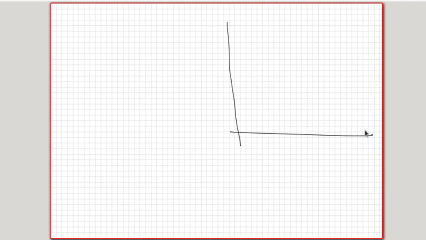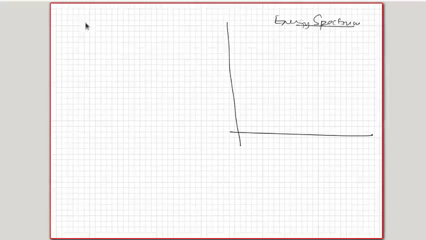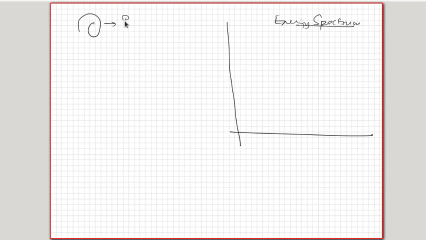So Kolmogorov actually talked about the energy spectrum. So in turbulence, what we talk about is that the big eddies break up into small eddies, and they break up into even smaller eddies, and they break up finally to the molecular scale, and that is the way the dissipation happens.